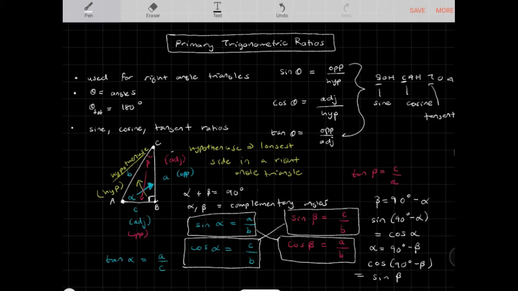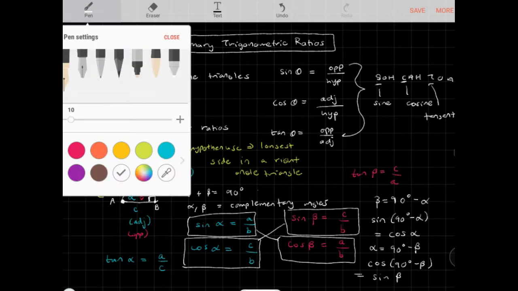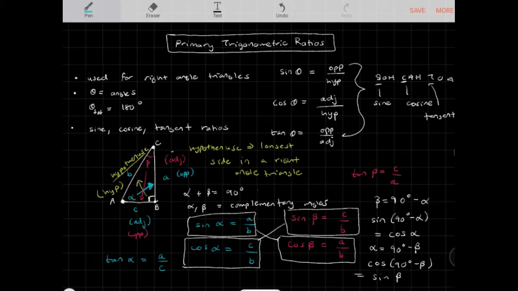So this actually brings up a really important identity that we're going to be exploring later, which is basically called the co-function identity, right? You can write one trig ratio in terms of another, right? So this is really useful to take a look at this triangle, and basically you can understand here that sine theta is basically cosine of 90 degrees minus theta, right? So this is your co-function identity, and we're going to take a look at this later on.